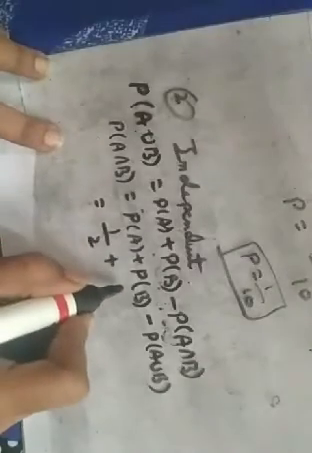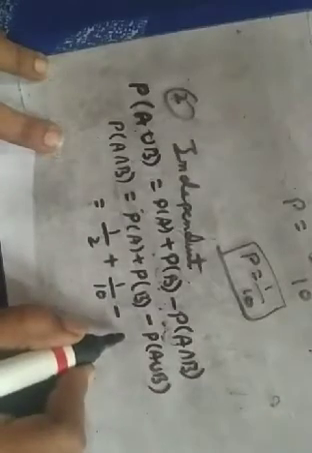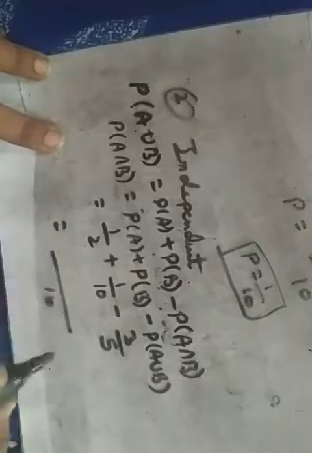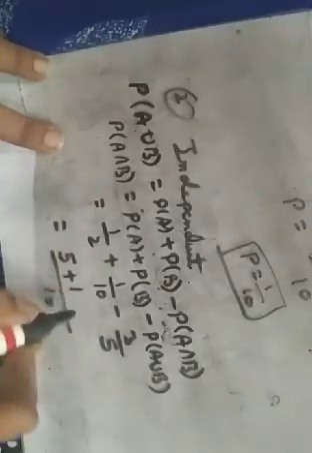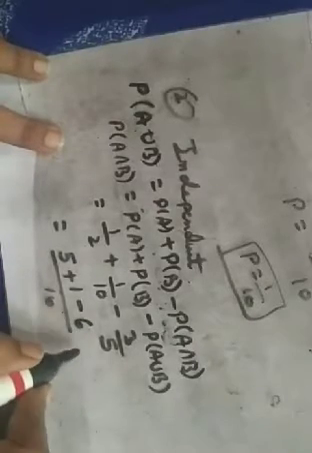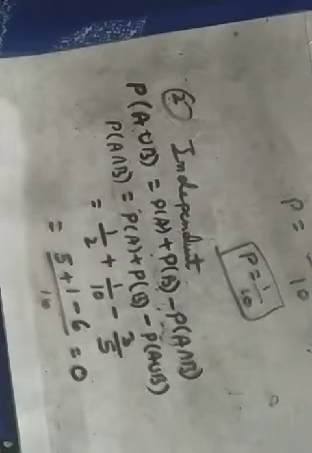What is P of B? P of B is 1 by 10. What is the union? 3 by 5. The LCM is 10. 5 plus 1 minus 5 ones are 5, twos are 3, twos are 6, which is equal to, how much are we getting? We are getting 6 minus 6, that is 0, isn't it?